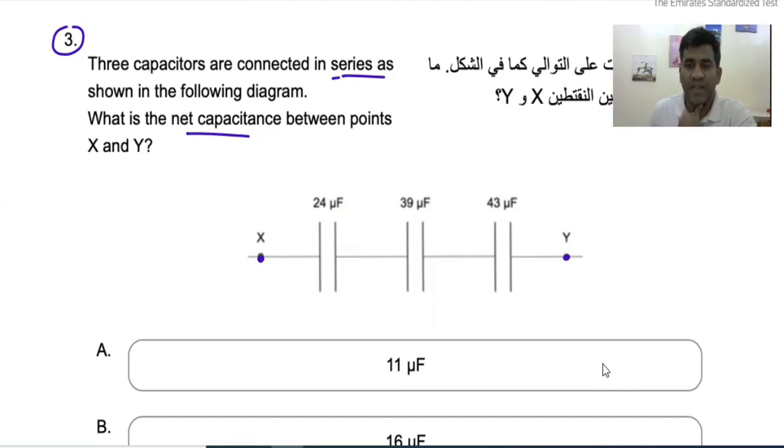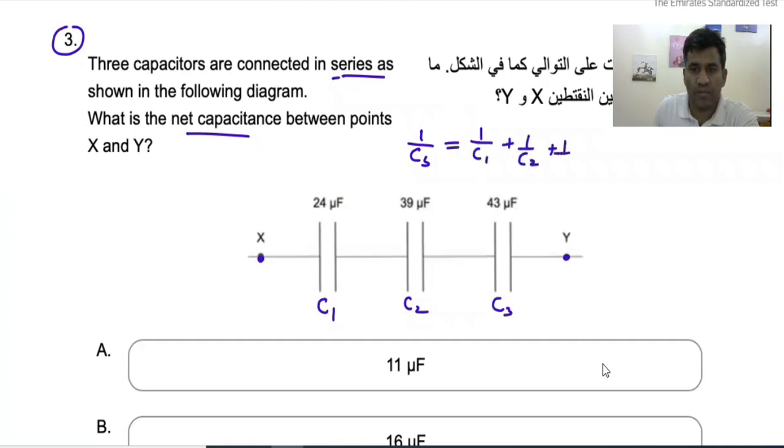While finding the net capacitance of capacitors connected in series, we need to follow a rule. Let me name them, for my reference, capacitor 1, capacitor 2 and capacitor 3. Whenever the capacitors are connected in series, the net capacitance we calculate by using this rule: 1 by Cs, the total capacitance in series, equals 1 by C1 plus 1 by C2 plus 1 by C3.